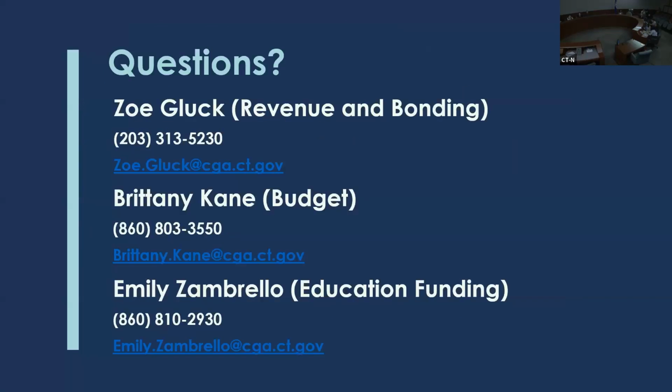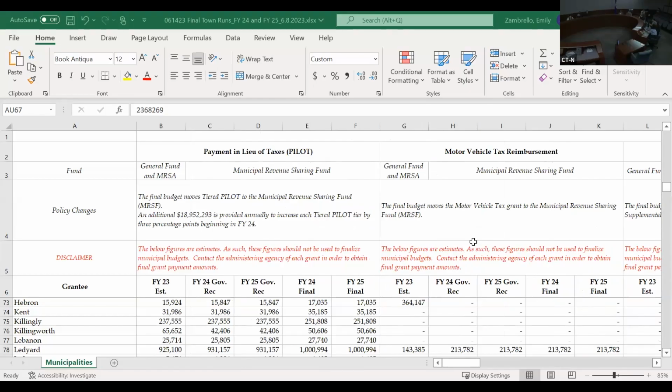And that's it, really. I can go back. We can show you the full town runs. So I'm going to pull up the town runs that I have provided to everyone, including the legislators and staff. So this is the document that you should have. Okay. So let's look at an example.